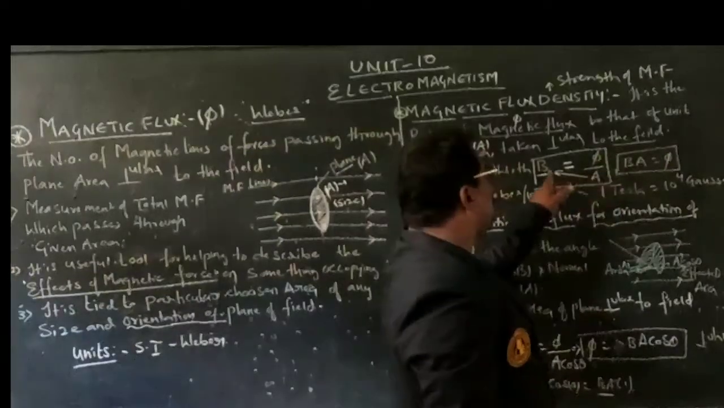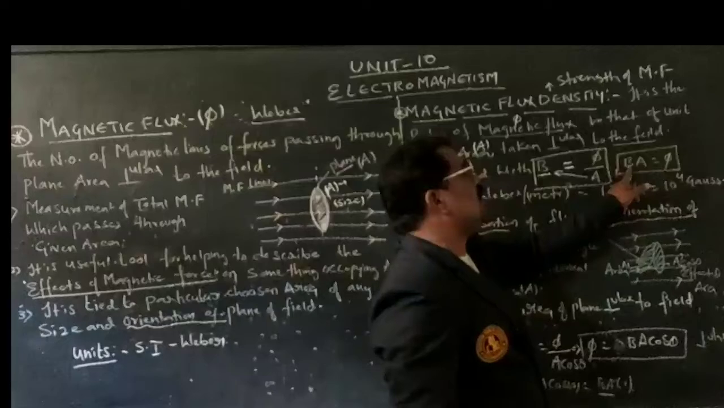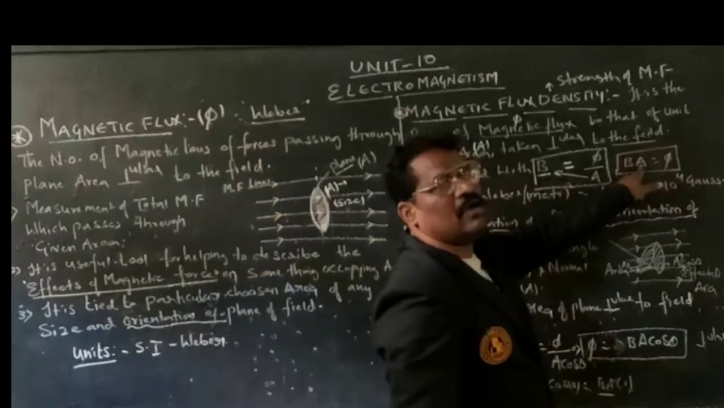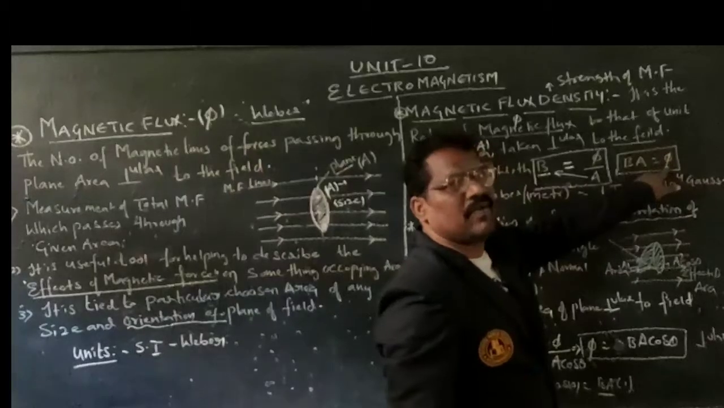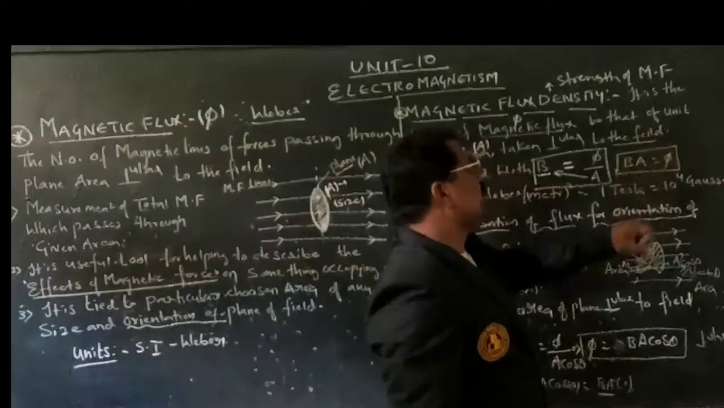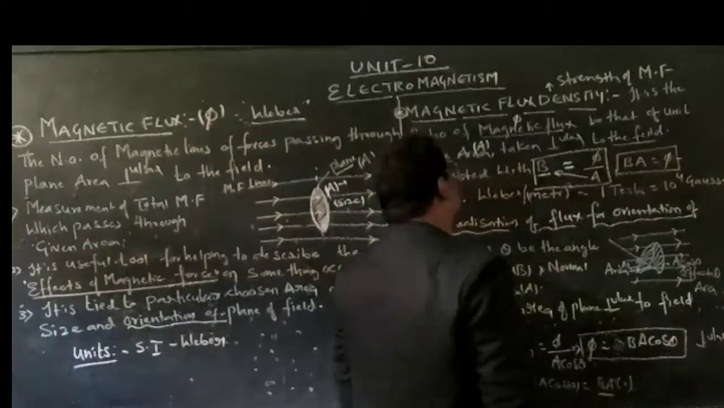Therefore, bring A to this side: BA is equal to phi. The product of magnetic flux density and area will give us what? Magnetic flux. Therefore, BA is equal to phi, which indicates magnetic flux.